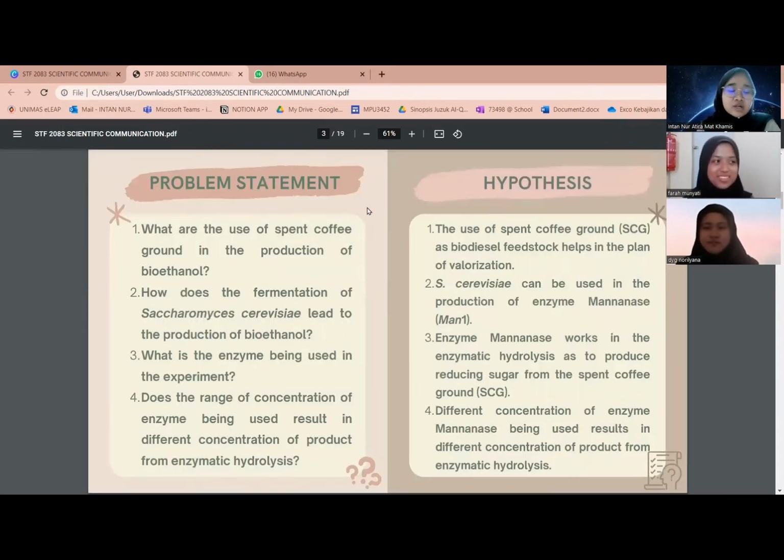Okay, so while conducting this research proposal, we have come out with our problem statement and hypothesis. And one of those problem statements is we want to study, does the range of concentration of enzyme being used result in different concentration of product from enzymatic hydrolysis? And for the hypothesis, we believe that the use of spent coffee ground (SCG) as biodiesel feedstock helps in the plan of valorization. So the other hypothesis is stated here, and also the problem statement.